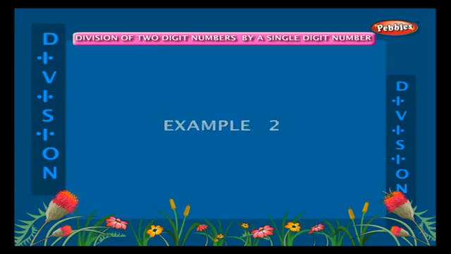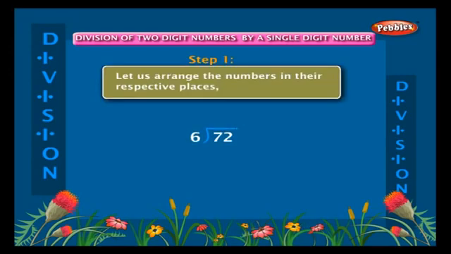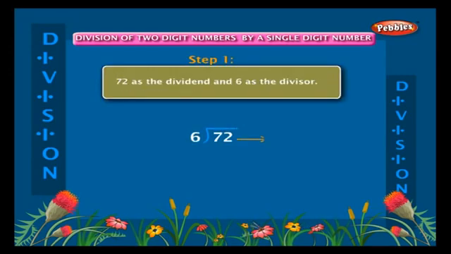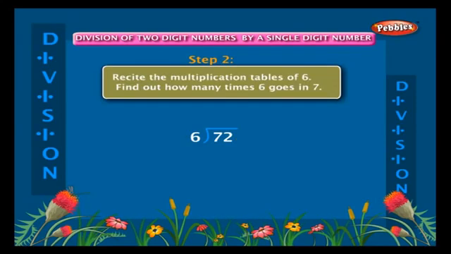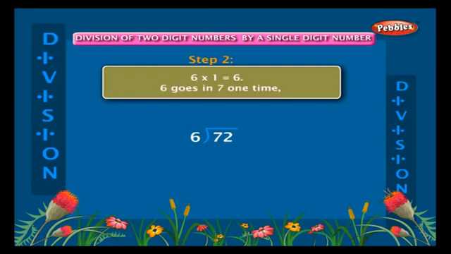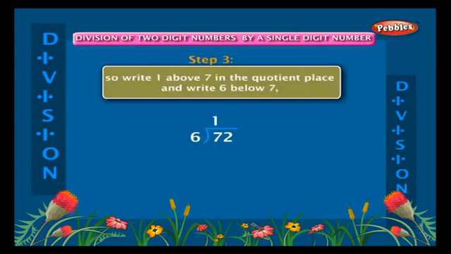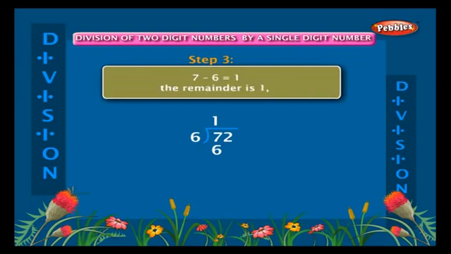Example 2. Divide 72 by 6. Let us arrange the numbers in their respective places. 72 as the dividend and 6 as the divisor. Recite the multiplication tables of 6. Find out how many times 6 goes in 7. 6 into 1 is equal to 6. 6 goes in 7 one time. So write 1 above 7 in the quotient place and write 6 below 7. 7 minus 6 is equal to 1.